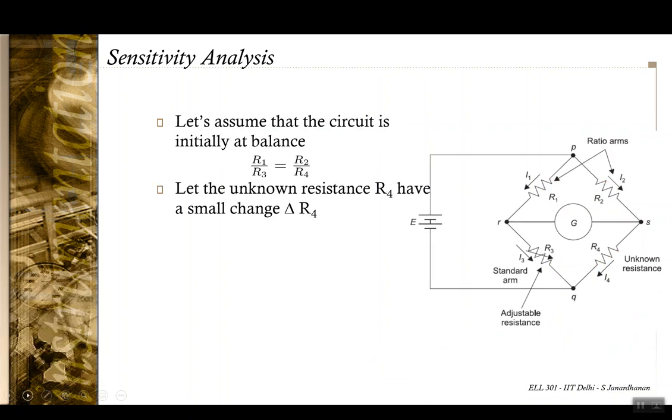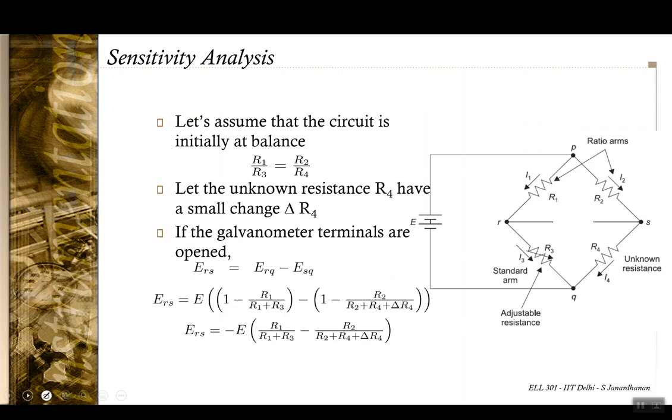Now let us assume that the circuit is initially at balance and the unknown resistance changes from R4 to R4 plus delta R4. To get it back to balance, this would mean that there is a potential difference between the points R and S.